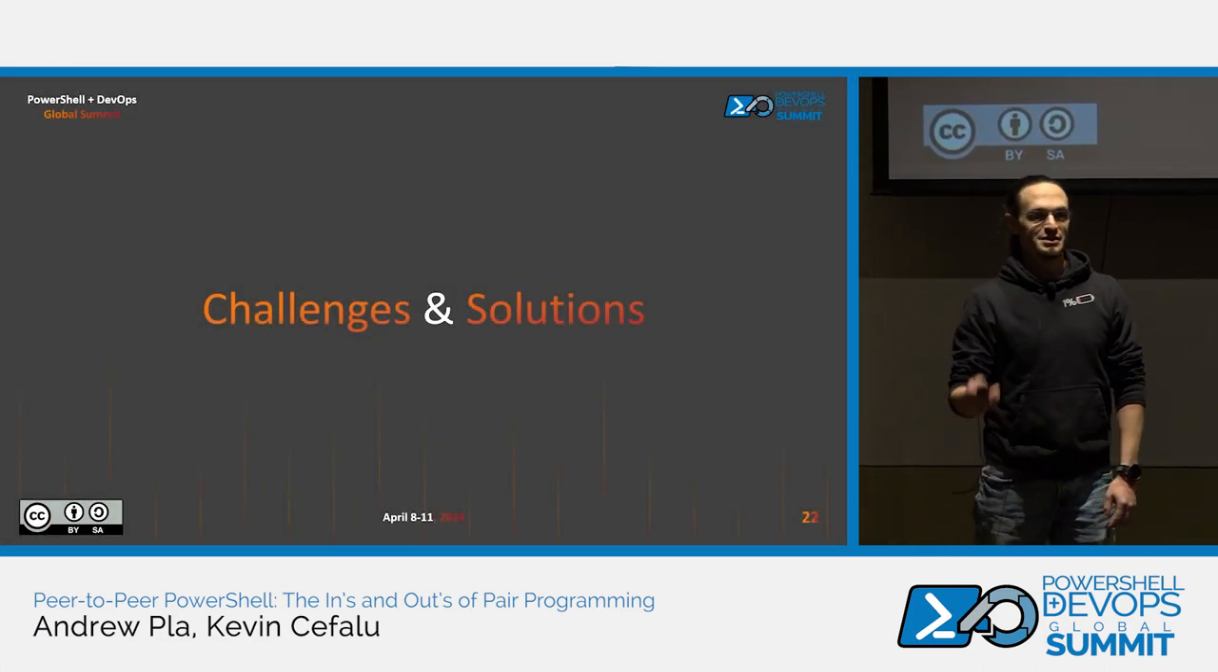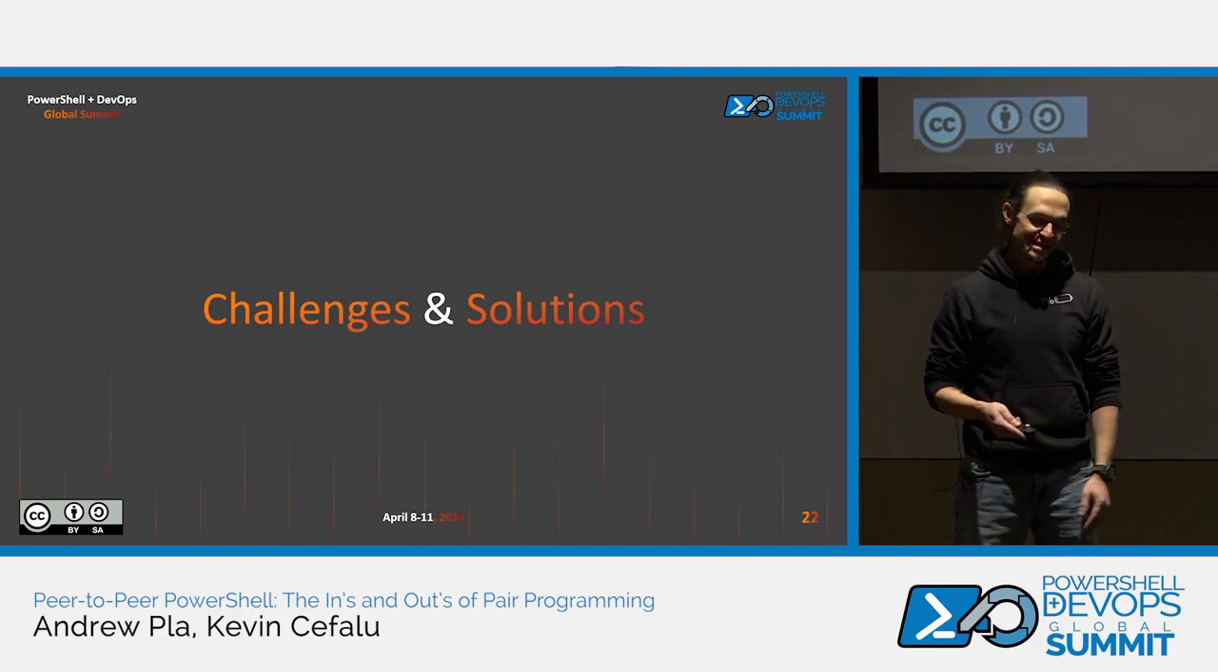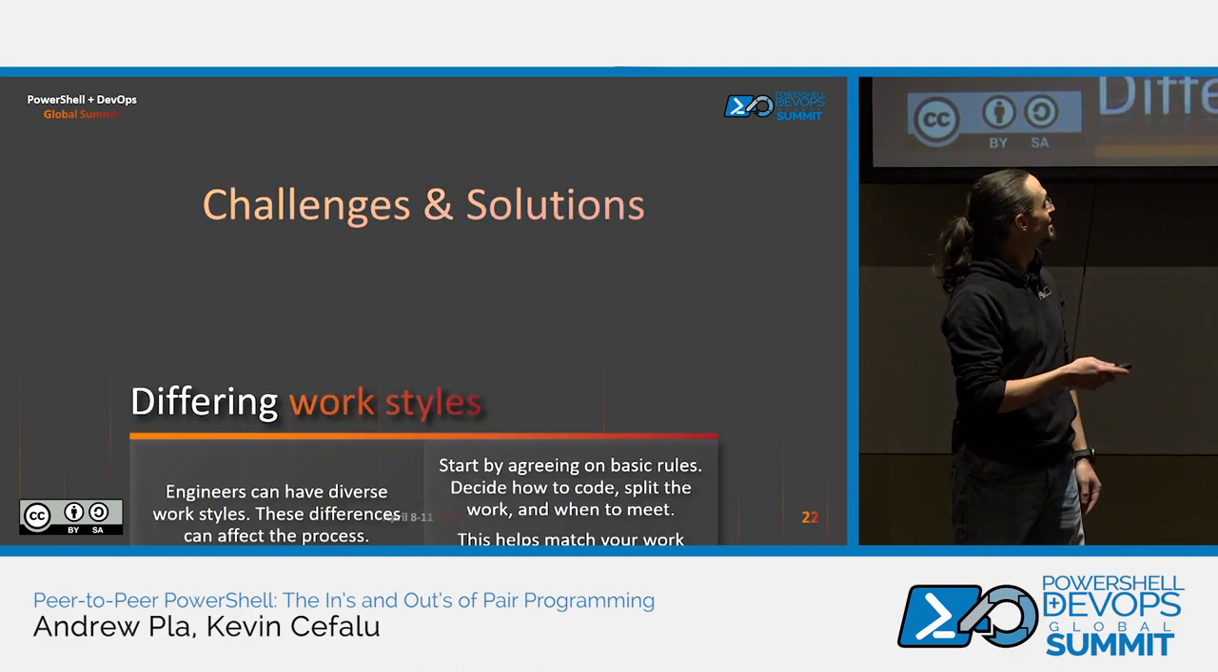Challenges and solutions. It's not all sunshine and rainbows, huh? What's that? It's not all sunshine and rainbows. It is not, yeah. Unfortunately. Dang. Again. Humans are difficult.